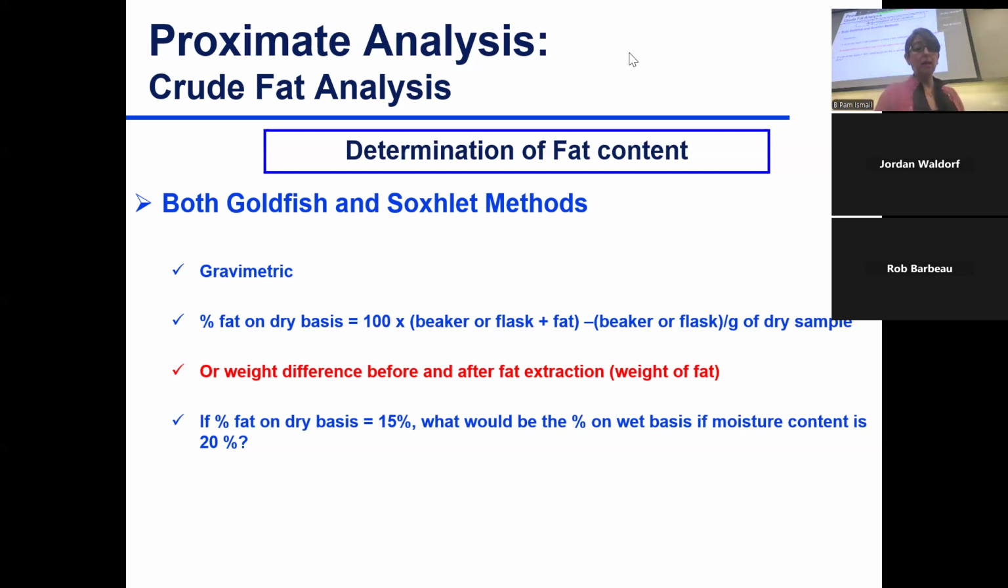So if you calculated fat percent on dry basis and it was 15%, what would it be on wet basis if moisture content is 20%? Next week, we're going to give you the moisture content of all of your samples, or the most accurate moisture content you determine. And you're going to use that for the cheeses to calculate from dry to wet, and also all other samples from wet to dry. So take out a little piece of paper and do the math, please.